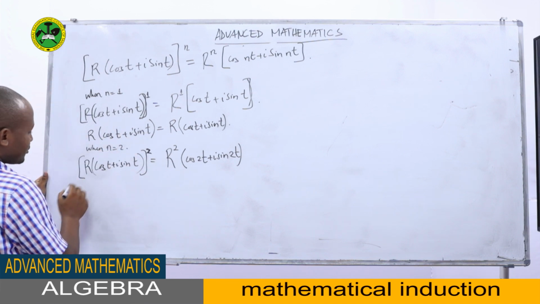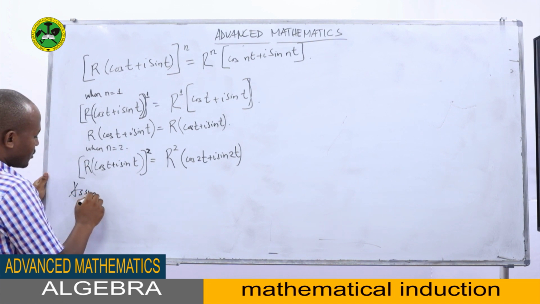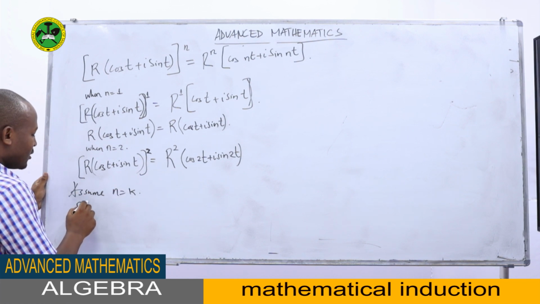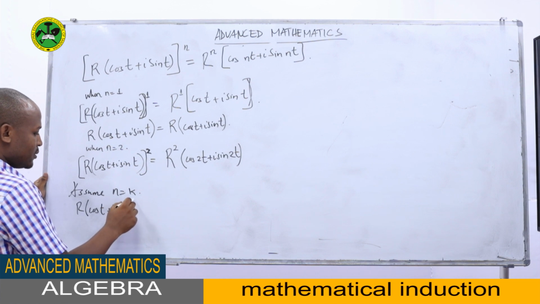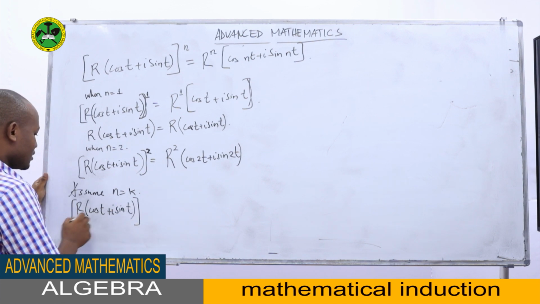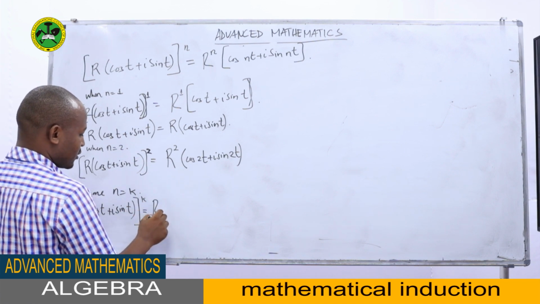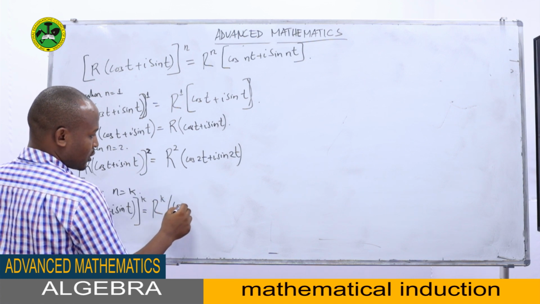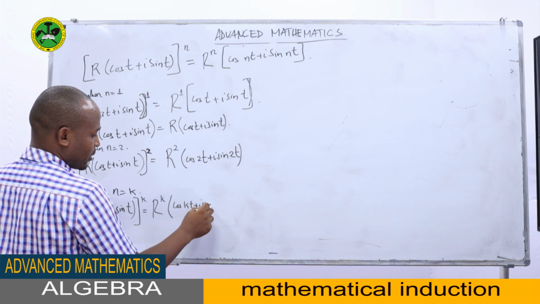Now these steps allow us to assume that when n is equal to k, then this is true. [r(cos t + i sin t)] all raised to k is equal to r raised to k of cos kt + i sin kt.